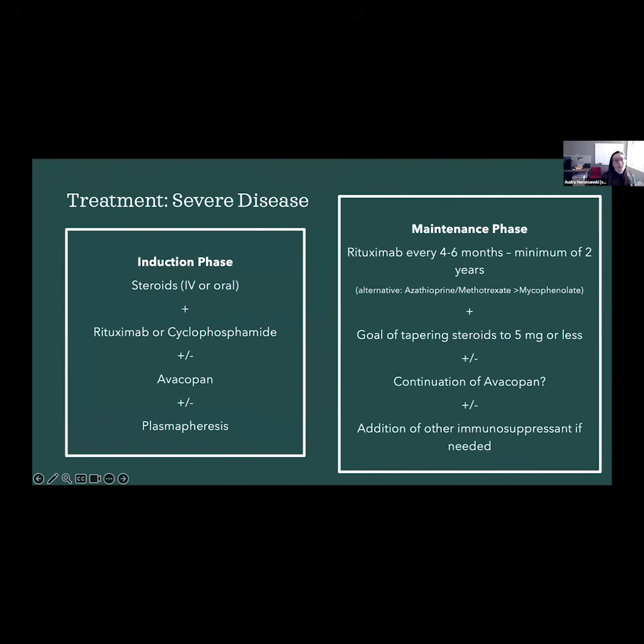For patients that don't tolerate rituximab, or rituximab isn't a good choice for whatever reason, there are alternative options. Typically, we use either azathioprine or methotrexate. These are both oral medications that are effective maintenance therapies for ANCA vasculitis, and those 2 medications have equal efficacy. We prefer those over mycophenolate, which has a little bit less efficacy compared to those 2, but it still remains like a third-line option for our maintenance therapies.